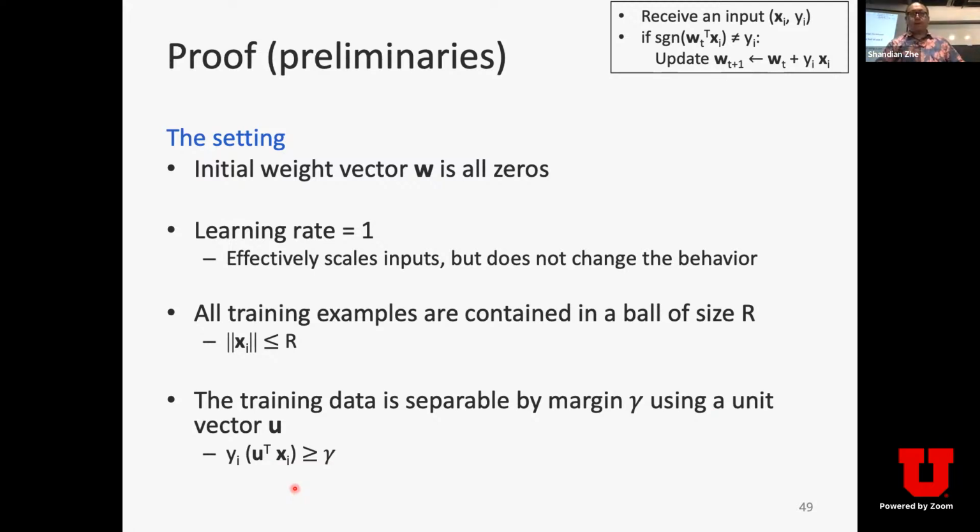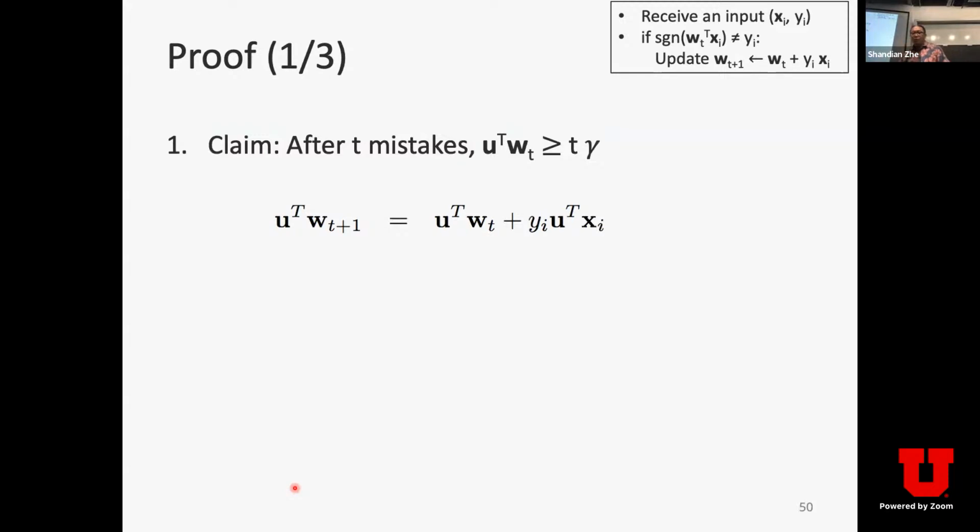So let's see how we prove this theorem. We actually went through part of it during our last lecture before the break. We're going to use 3 steps. The first 2 steps will prove 2 inequalities. The third step will just piece these inequalities together, and then you can derive a bound on the number of mistakes. So in step 1, we're going to use induction to show that after T mistakes or T updates, we have U transpose WT, where WT is the current weight vector of our model parameters after T mistakes, is no less than T gamma.